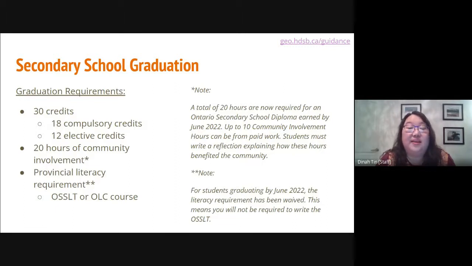If a student has graduated and is coming back next year, they may have to complete some courses, but they wouldn't have to complete the literacy test.